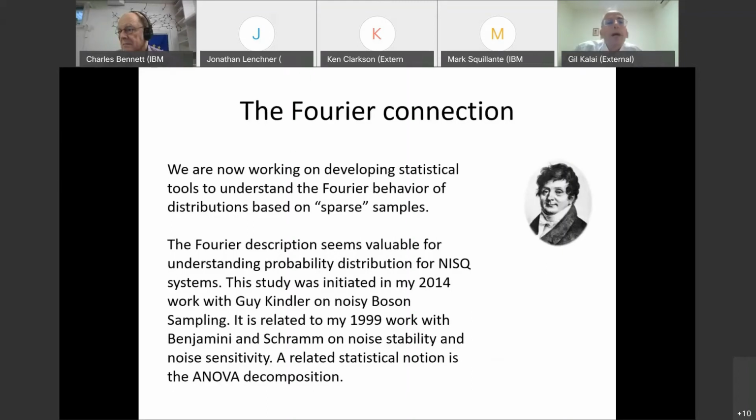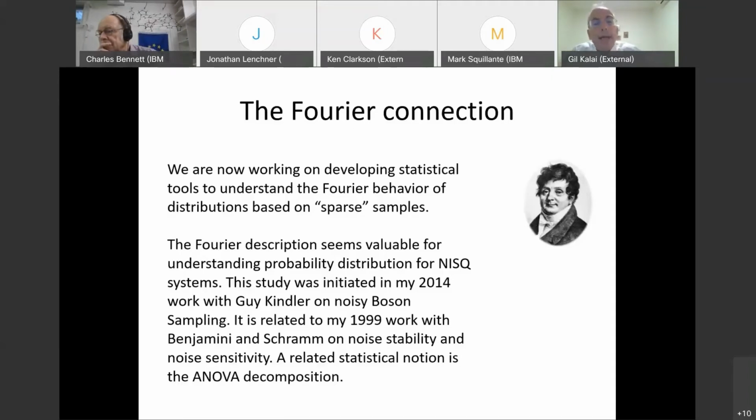So we are now working on developing statistical tools to understand the Fourier behavior of distributions based on sparse samples. Of course, for a small number of qubits, like 12 qubits, we can try to estimate the individual Fourier coefficients since we have a large enough sample. But the idea of size bias distribution seems to extend to the Fourier coefficients, and this may enable us to learn about the contribution of Fourier coefficients at various levels based on relatively small samples.